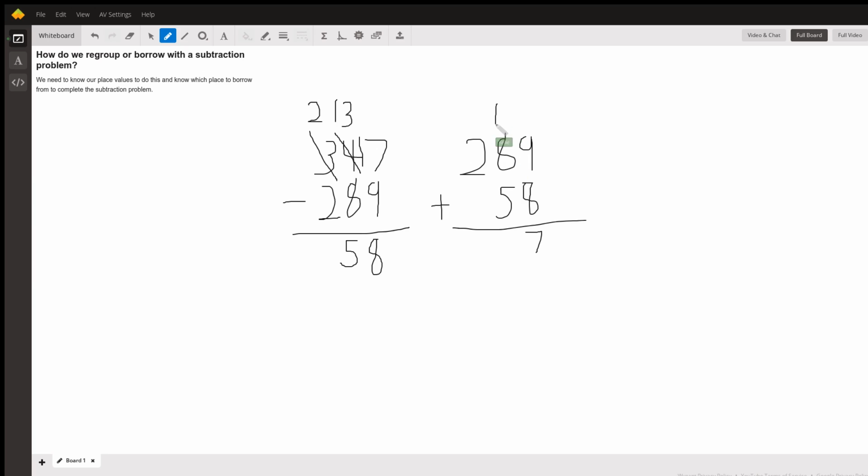And 8 plus 1 is 9. And 9 plus 5 is 14. And to the hundreds place, 2 plus 1 is 3. And if you look, this is the same number that is sitting right here. That's how you can check your problem.